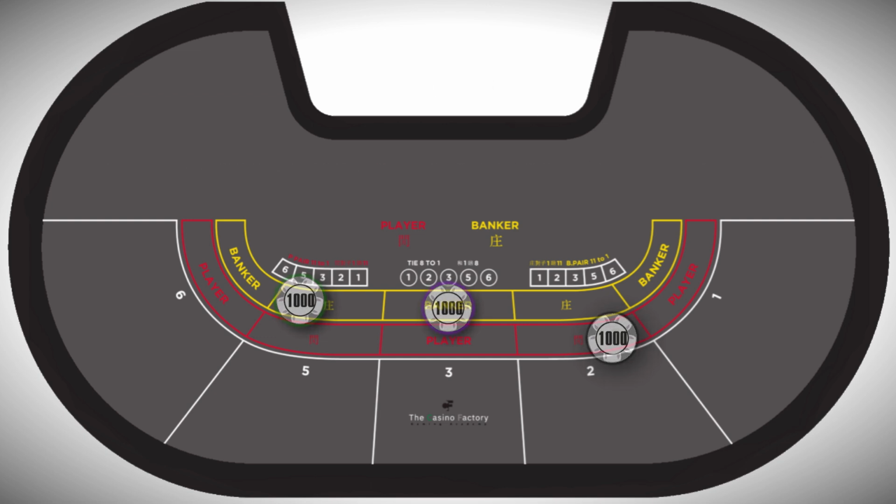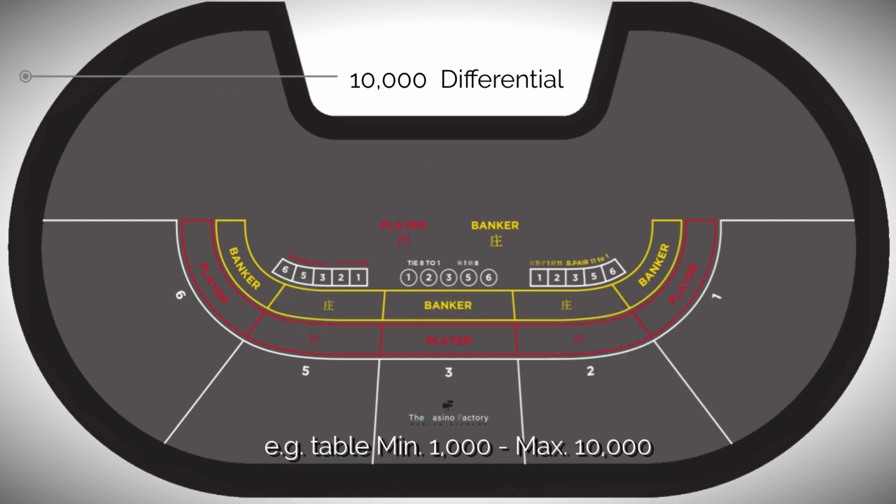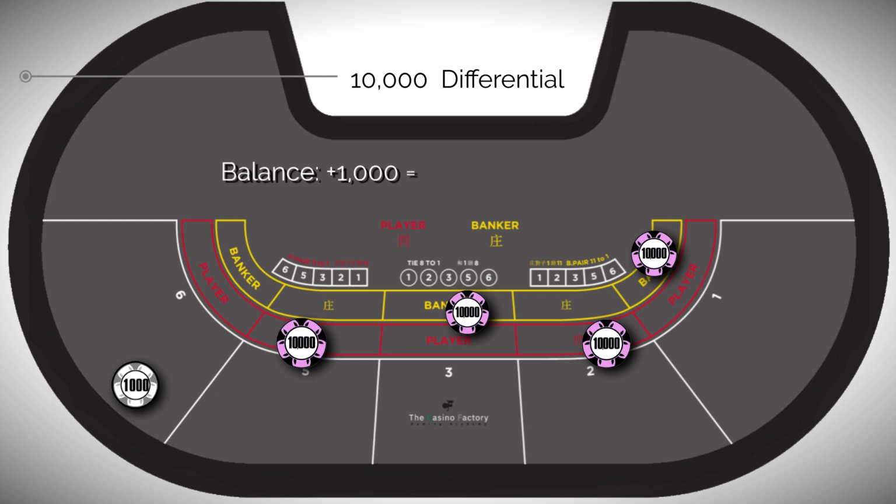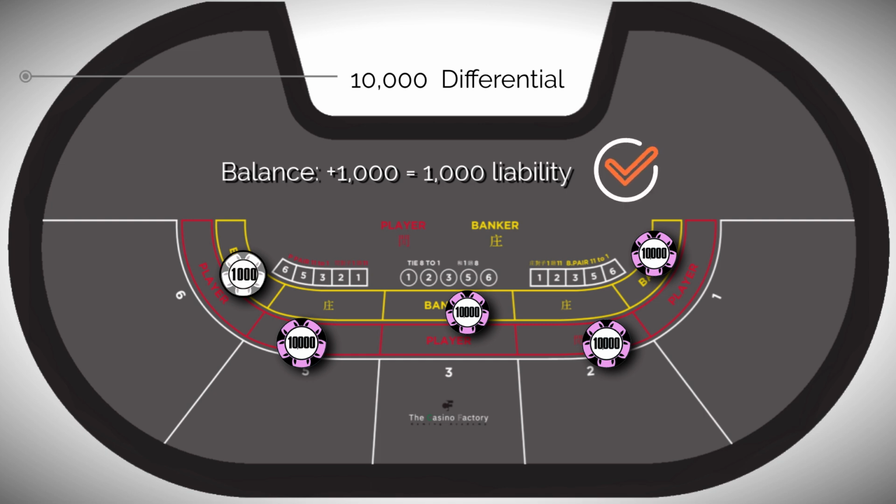Let's try that again with a 10,000 max differential. We have 4 players playing 10,000 each, 2 on the bank and 2 on the player. If the player wins, the losing bets on the bank will pay the winning bets on the player, and vice versa, with, once again, zero liability for the house. With zero liability, the table is open for anyone else to join in, betting anything up to 10,000. So, what we have here is 41,000 on the table with a 10,000 differential, but the house liability in this particular scenario is only 1,000.